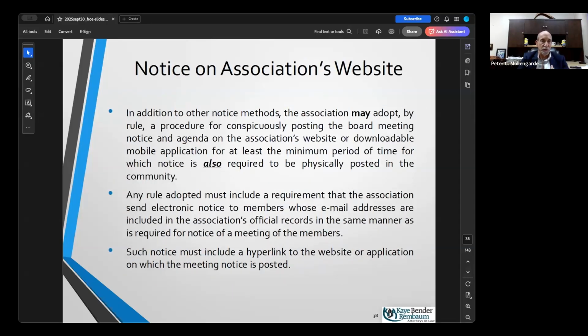In addition to those notice requirements, you may, not required to, but in addition to what we just mentioned, adopt by rule a procedure for conspicuously posting the board meeting notice and agenda on your website or an app, for at least the minimum period of time for which notice is also required to be physically posted. So you can do both. Any rule adopted must include a requirement that the association send electronic notice to the members whose email addresses are included in the association's official records in the same manner as is required for notice of meetings of the members. And such notice must include a hyperlink to the website or app on which the meeting notice is posted.